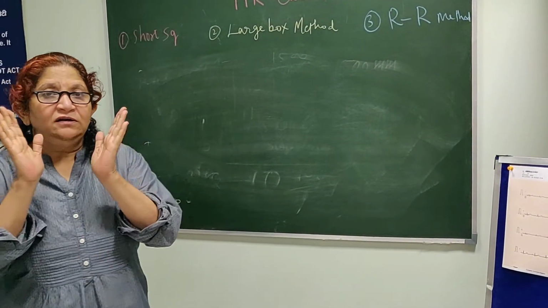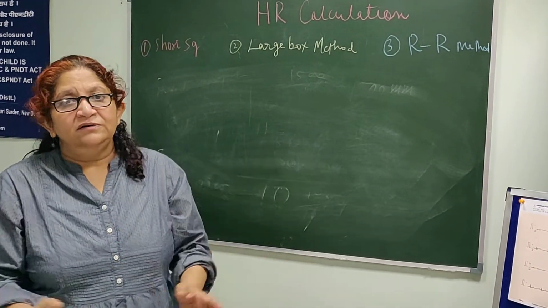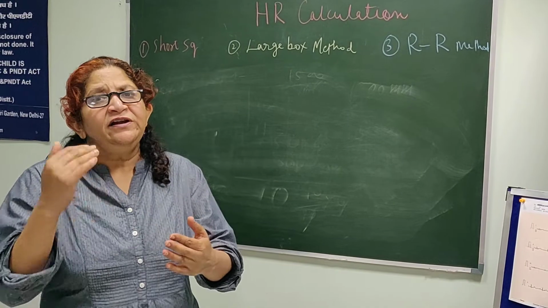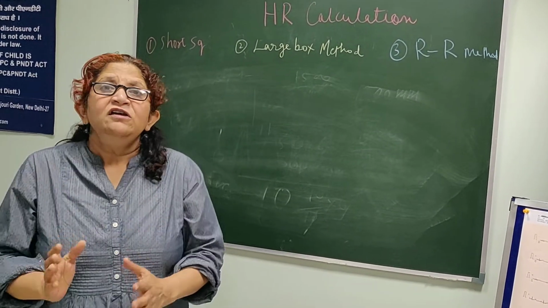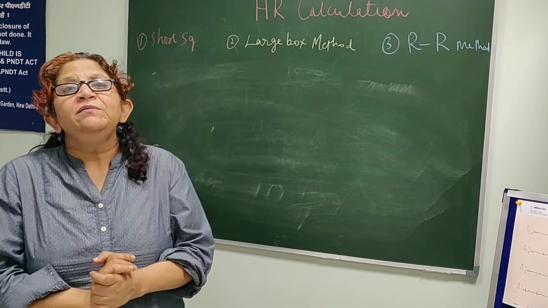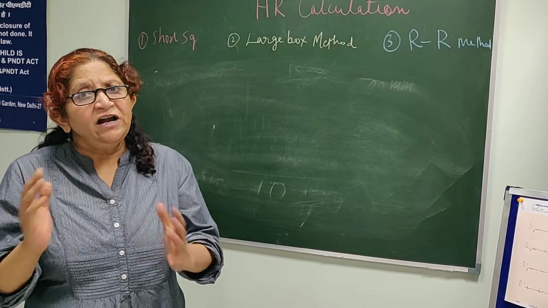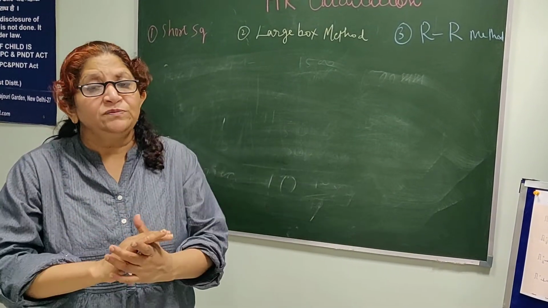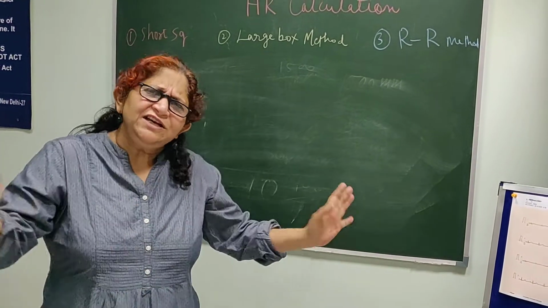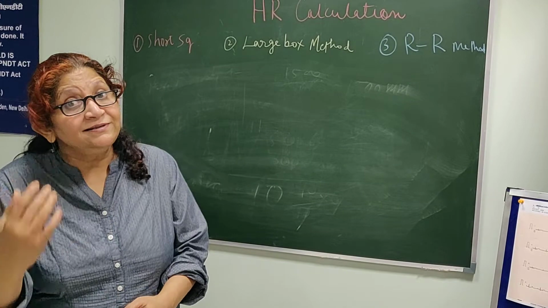So three methods: large box, small box or small square, and RR method. Small square method: 1500 divided by the number of small segments between the RR interval. Large box: 300 divided by the number of large boxes between the RR interval. RR method: count the total number of RR waves on the 10 second rhythm strip. The ECG is 10 seconds. So calculate this and then multiply by 6.